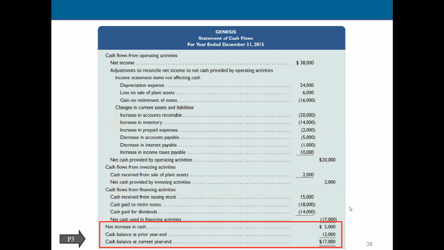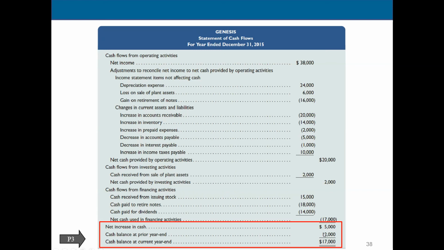Okay? Let's put all the pieces and parts together. Here's the operating section, right? I started with net income and I ended with $20,000 cash provided by operating. Then I moved to investing. I only had one thing to deal with. I received $2,000 from the sale of assets. That's net cash provided by investing activities. And then I get to financing. I had 3 different transactions, so I have net cash used in financing. It's a negative $17,000. $20,000 plus $2,000 minus $17,000, and I get a net increase in cash for the whole year, a net increase in cash of $5,000.